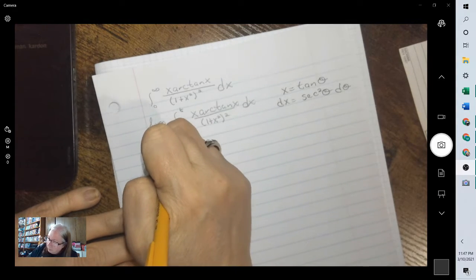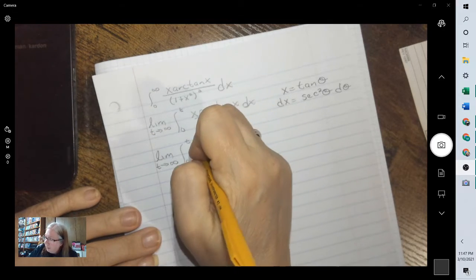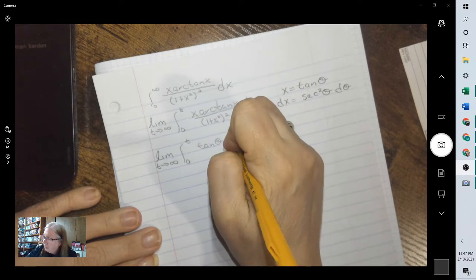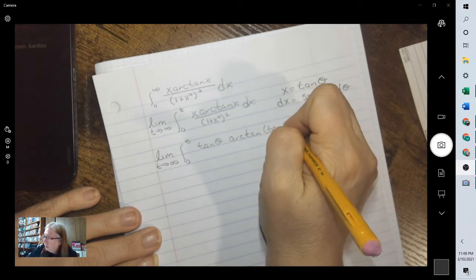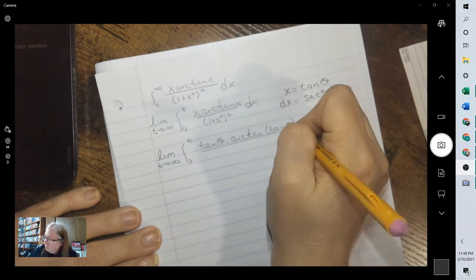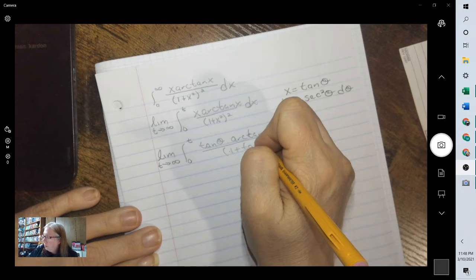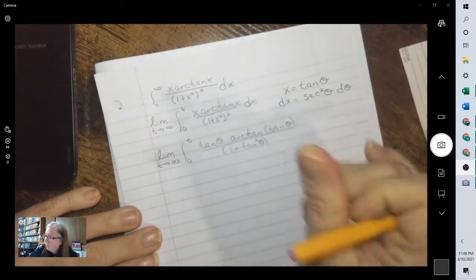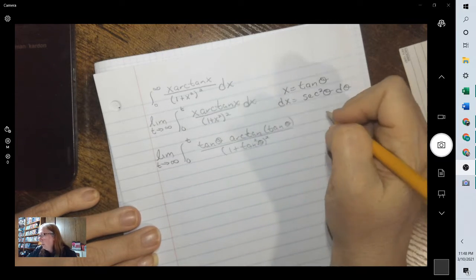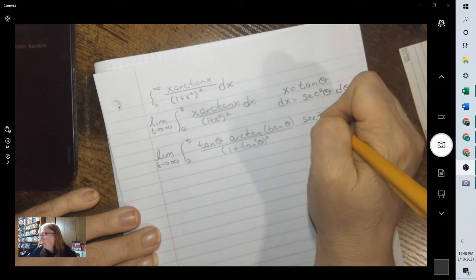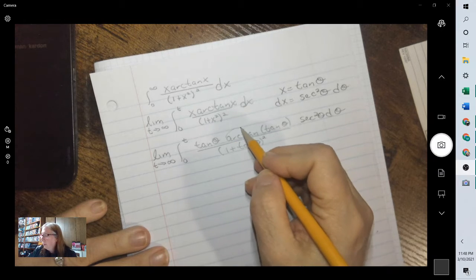So then we plug in. The limit as t goes to infinity from 0 to t. x will become the tangent of theta. Arctangent, tangent theta, all over 1 plus tangent theta, and the tangent is squared, so 1 plus tangent squared theta, because x is squared. And then dx is secant squared theta d theta. Now we need to simplify. Well, we know this will be theta.